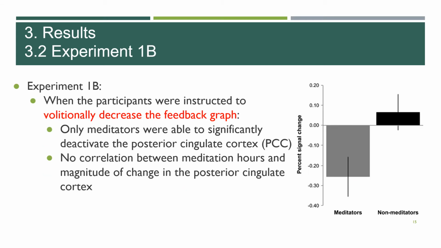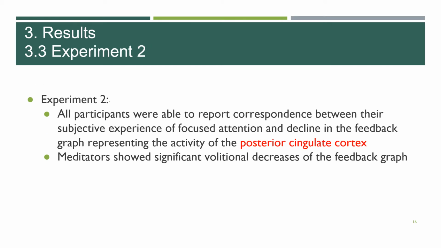In Experiment 1B, when instructed to volitionally decrease the feedback graph, meditators were able to significantly deactivate PCC, which was not the case for non-meditators. This can be seen in the graph. The bars represent change in PCC. For meditators, there's no significant correlation between meditation hours and signal change in PCC. All participants reported linking between their subjective experience of focused attention and decreases in the feedback graph, which represents PCC activity. As we can see in Experiment 1B, meditators show significant volitional decreases of the feedback graph.